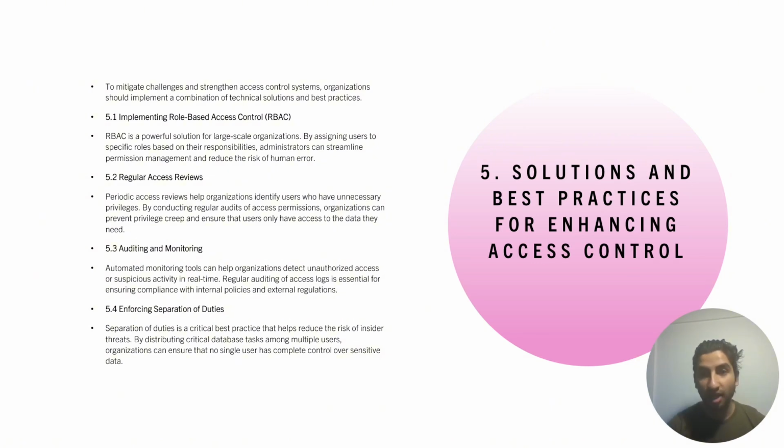5.2 is periodic access reviews. Conducting periodic access reviews helps identify users who may have excessive privileges. By regularly reviewing access control policies, organizations can minimize the risk of overprivileged users exploiting the data and ensure that access rights are kept up to date.